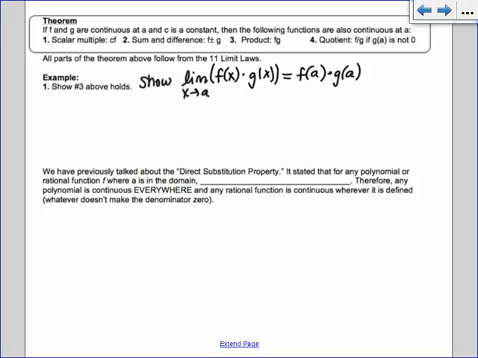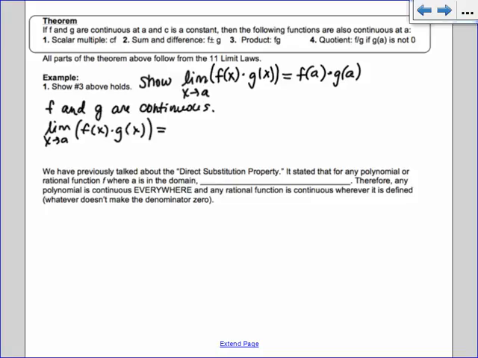Okay, so what we start out with is f and g are continuous. We were given that. So we know that. If we start with the limit as x goes to a of f of x times g of x, by a limit law, you can bring that limit in. So that's equal to the limit as x goes to a of f of x times the limit as x goes to a of g of x by limit laws.